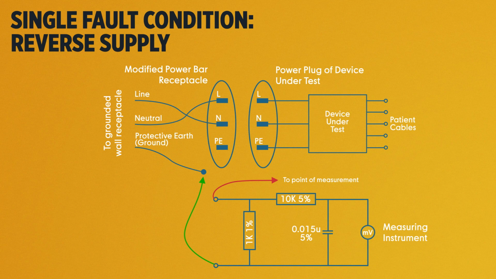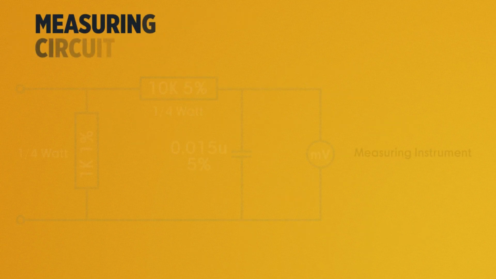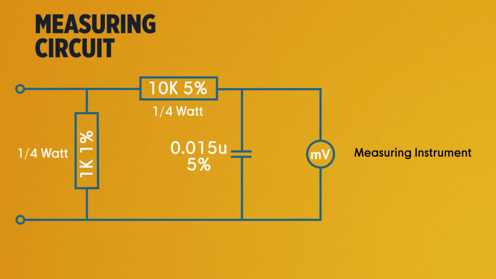reversing the connections. In addition to the multi-outlet extension cord, you will also need a small measuring circuit to sit between the multimeter and the device, as illustrated here. The recommended measuring circuit consists of a 1000 ohm resistor, a 10,000 ohm resistor, and a 0.015 microfarad capacitor as shown in the slide.